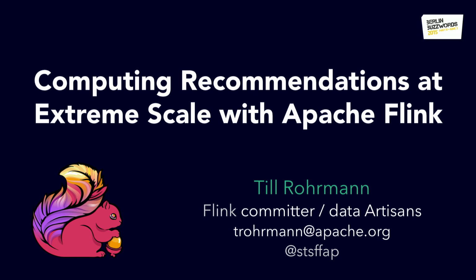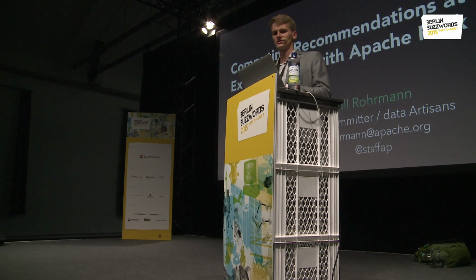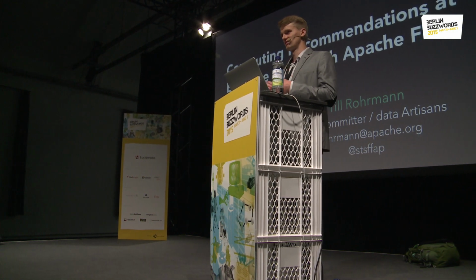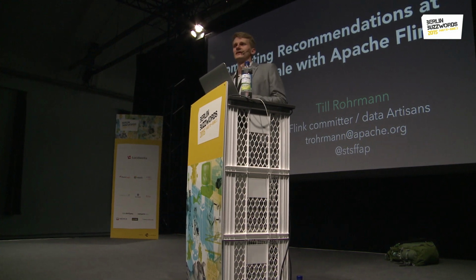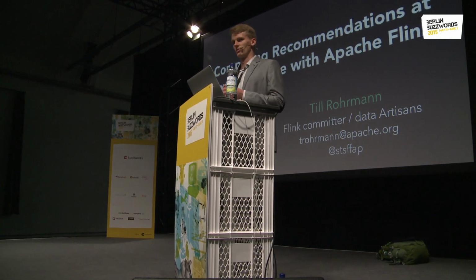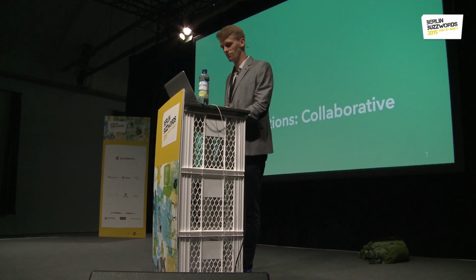In the first part, I'm going to talk a little bit about recommendations in general and how you do it with collaborative filtering. Then I will introduce Apache Flink for those of you who haven't heard about it. And last but not least, I will fuse these 2 things and show you how to implement a recommender system which can deal with really large rating matrices. So let's get started.